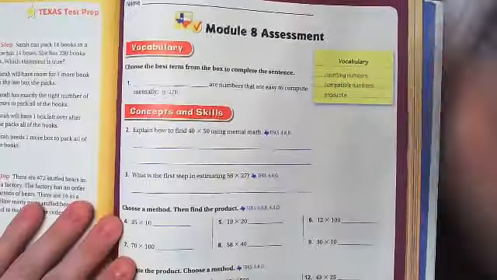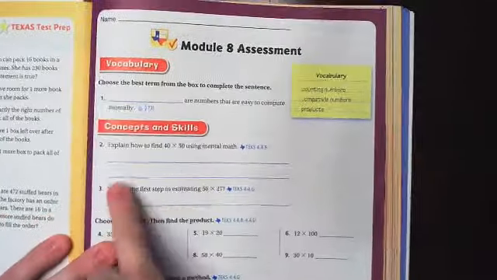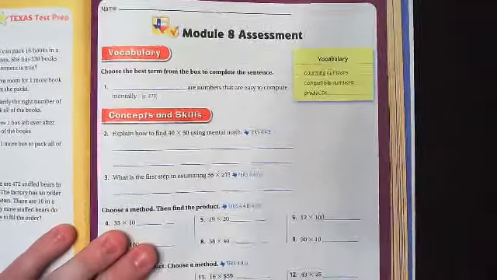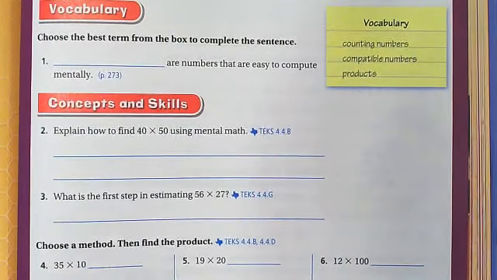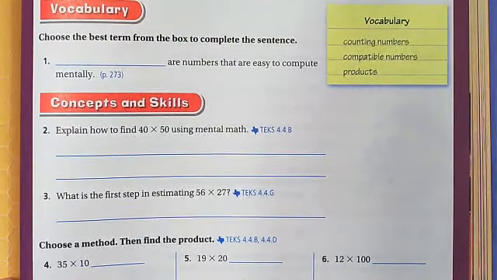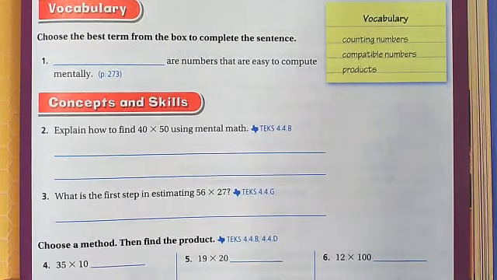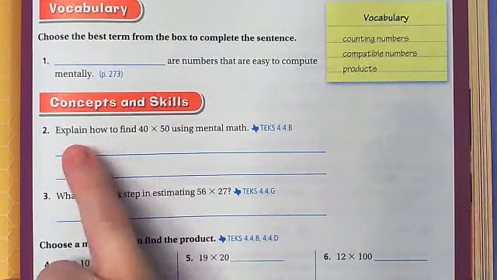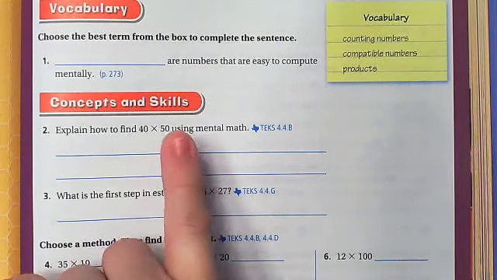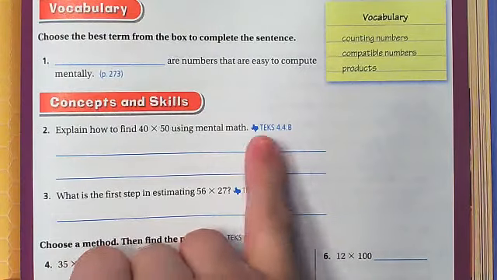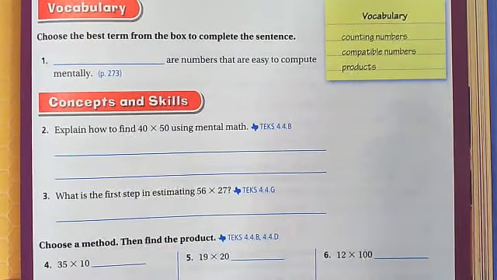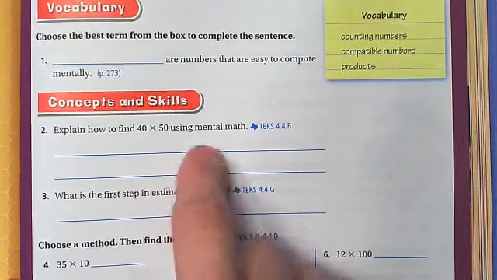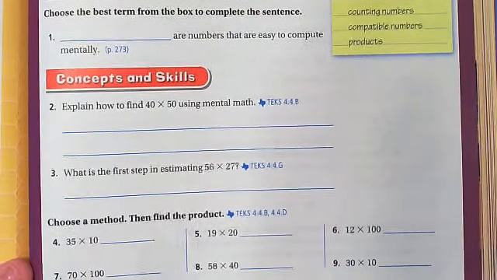For number 2, it says explain how to find 40 times 50 using mental math. So you could just say on here, I would multiply this and then do that to get my answer, as long as you're explaining that. Just explain the math that you do in your brain.